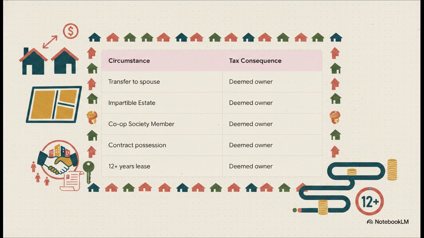Say you try to avoid taxes by transferring a house to your spouse or to your minor child for free, just to dodge a higher tax bracket. The tax code essentially says, nice try, and you remain the deemed owner. The same logic applies if you hold indivisible terrace rights, or if you get a building through a co-op society. Even if you take physical possession of a property under a written contract without official registration, or if you hold a lease for 12 years or more, boom, you are instantly the owner in the eyes of the tax department.